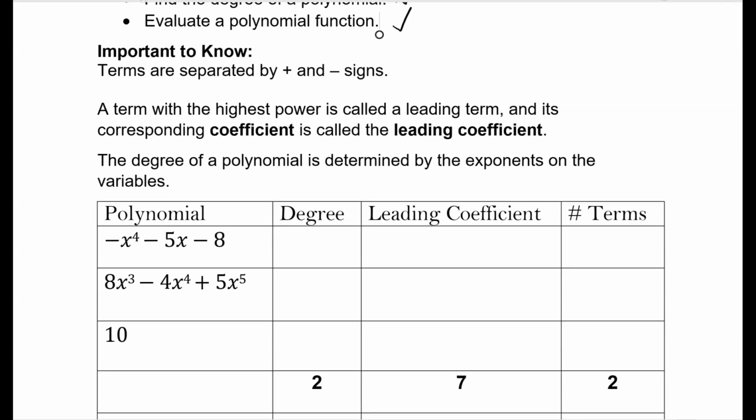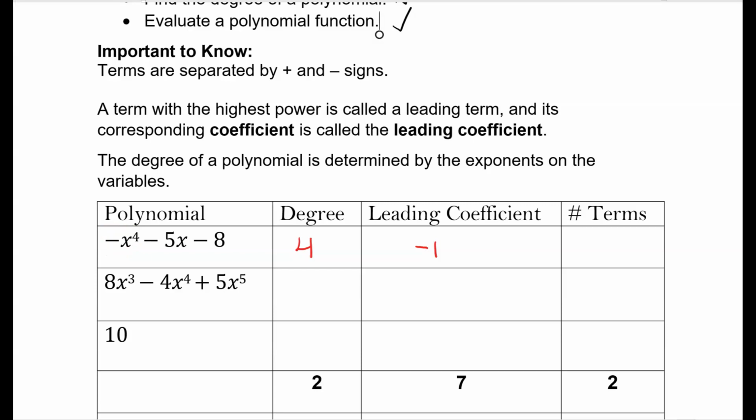So here I'm giving you an example of a polynomial, negative x to the fourth minus 5x minus 8. The degree for this polynomial, since we're dealing with one variable, will be the highest exponent. So our degree for this particular polynomial is 4. Our leading coefficient is negative 1, since negative 1 corresponds to the variable with the highest exponent.